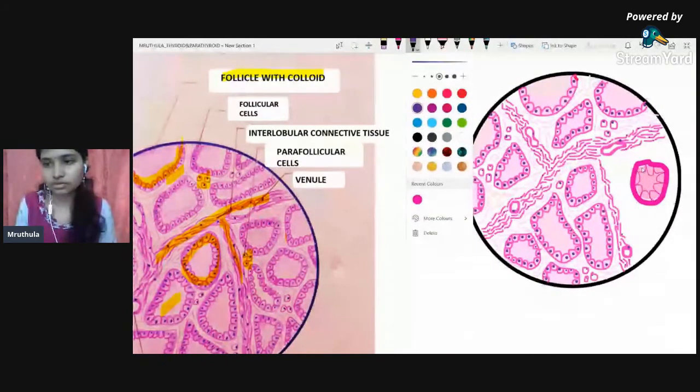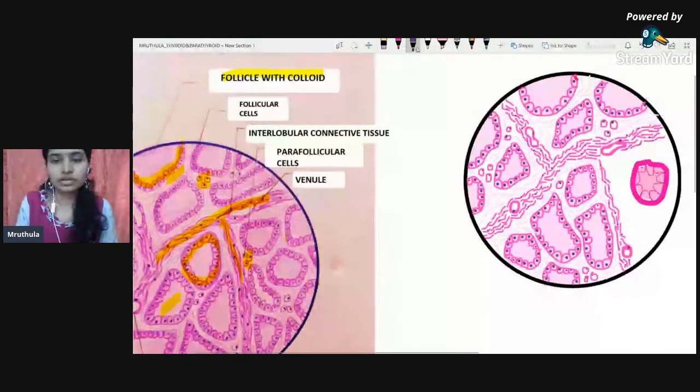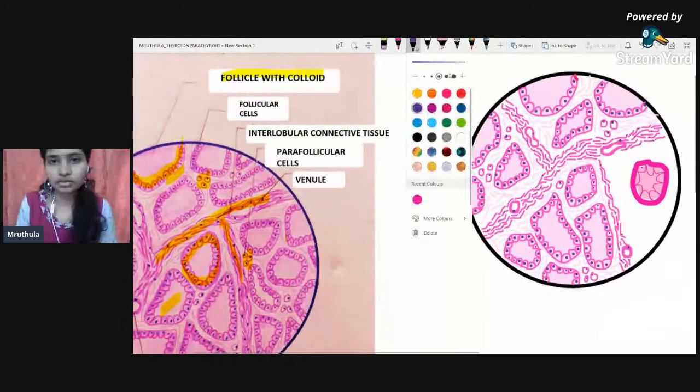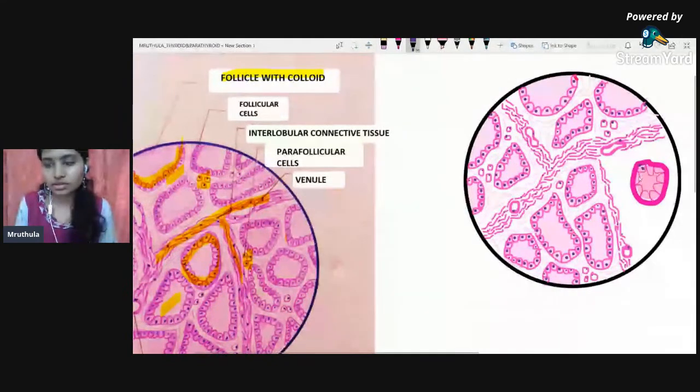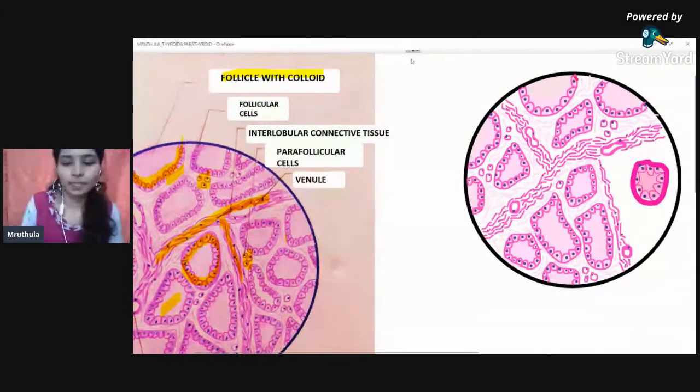Okay. So that's how you draw a follicle. In a cuboidal cell, the nucleus will be round in shape and is mostly located at the center of the cell. Okay. All right. So that's about the histology.